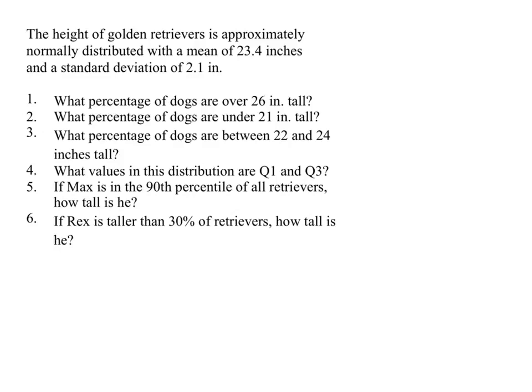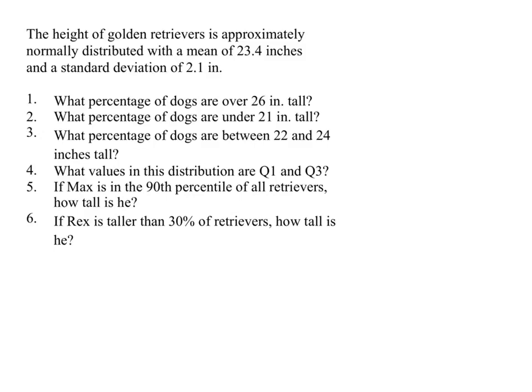In this video, we're going to review using statistics and the normal curve on your calculator. I'm going to show the work that's necessary on the AP exam, and we'll talk about what you type into your calculator to get your final answer. The height of golden retrievers is approximately normally distributed with a mean of 23.4 and a standard deviation of 2.1. First question, what percentage of dogs are over 26 inches tall?